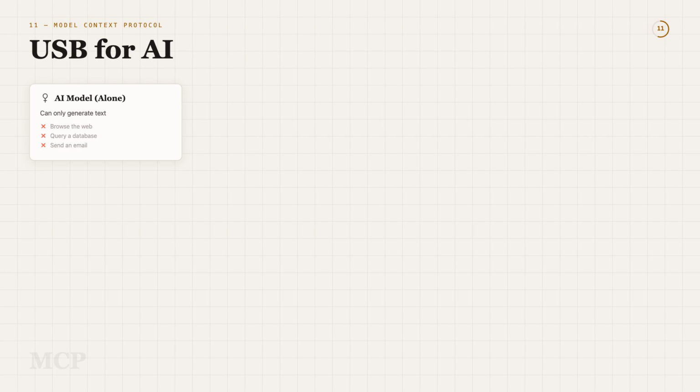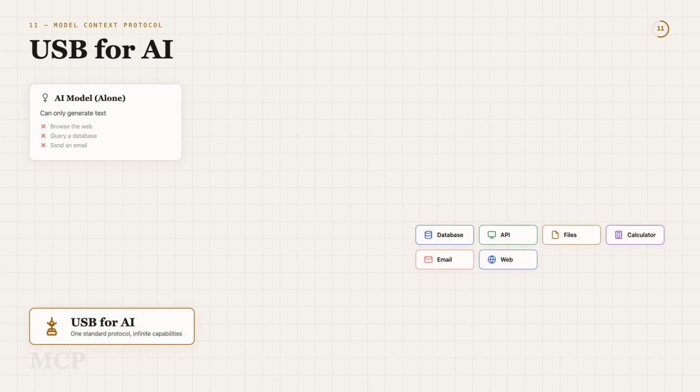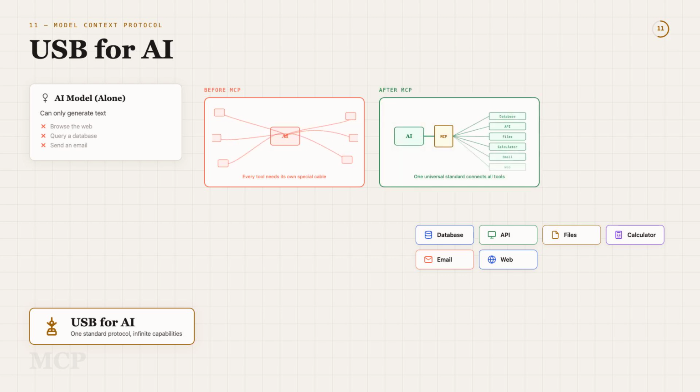MCP, or Model Context Protocol, is a standard that lets AI models plug into external tools. Think of it like USB for AI. Before USB, every device needed its own special cable. MCP gives AI a universal way to connect to any tool: databases, APIs, file systems, calculators. One standard protocol, infinite capabilities.